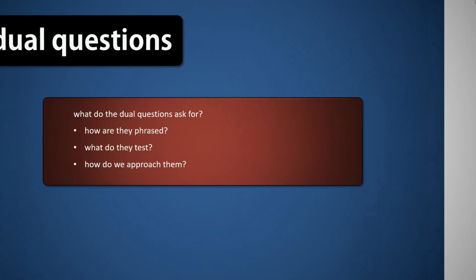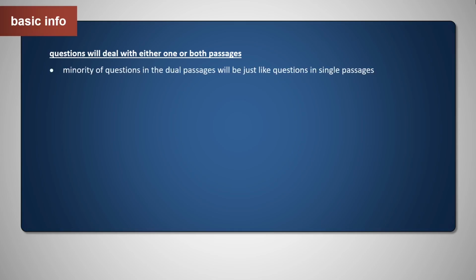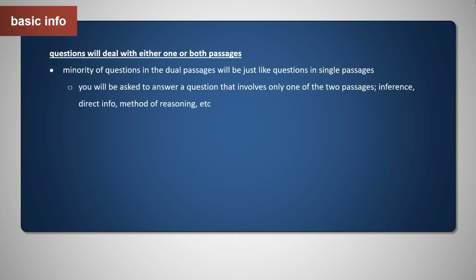Now, in terms of the basic information, these questions will deal with either one or both passages. Dual questions are the questions that are in the dual passages, and the individual questions themselves may deal with either one or both passages. A minority of the questions in the dual passages will be just like the questions in the single passages. So you'll be asked to answer a question that involves only one of the two passages and involves inference, direct information, method reasoning, etc. So that's a minority of the questions. Most of the questions are going to deal with both passages.